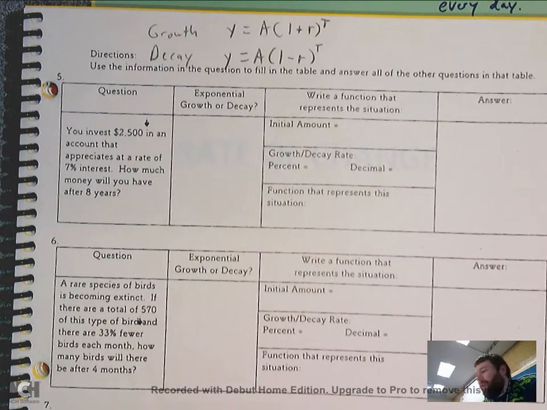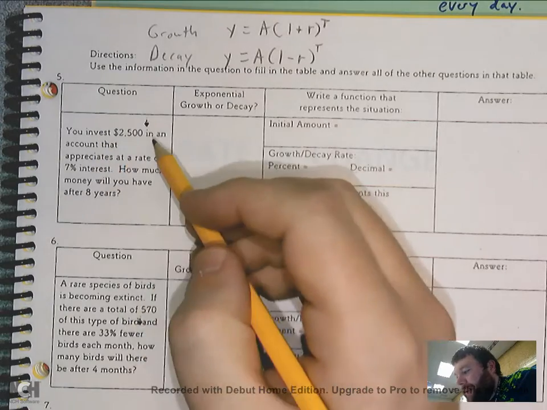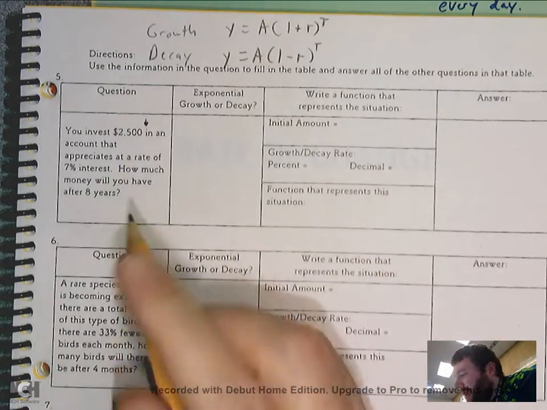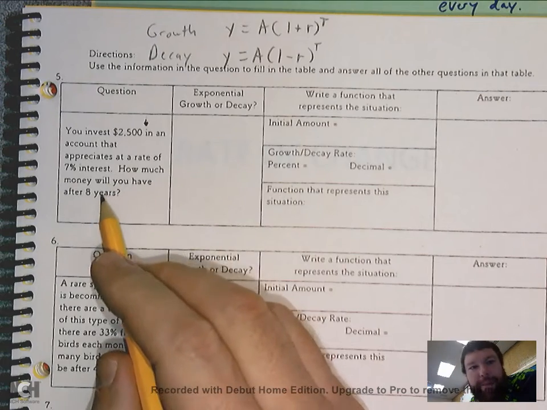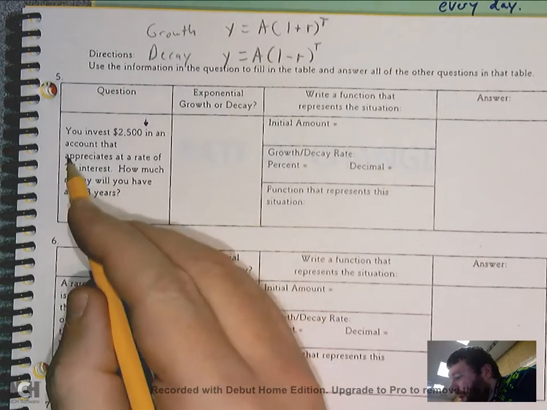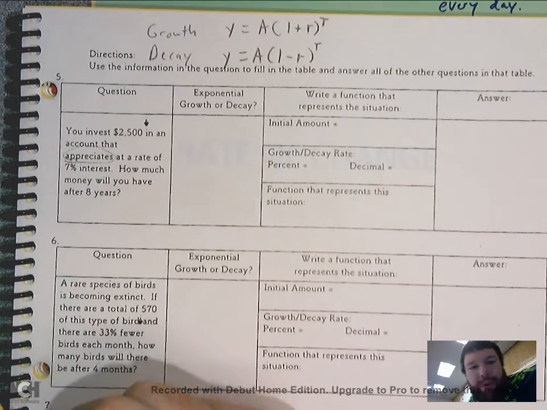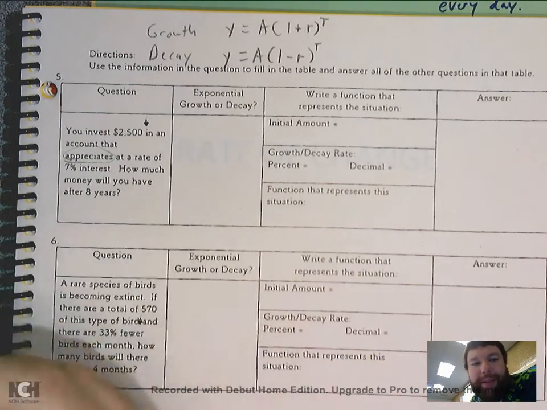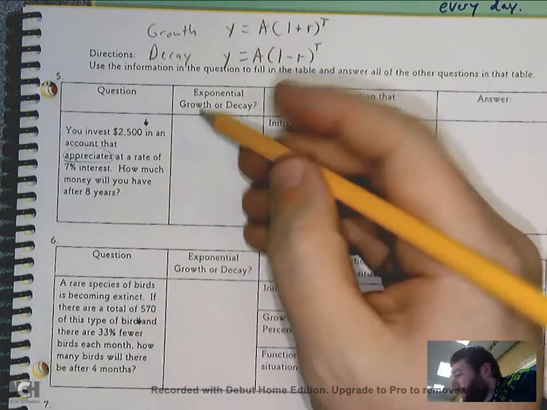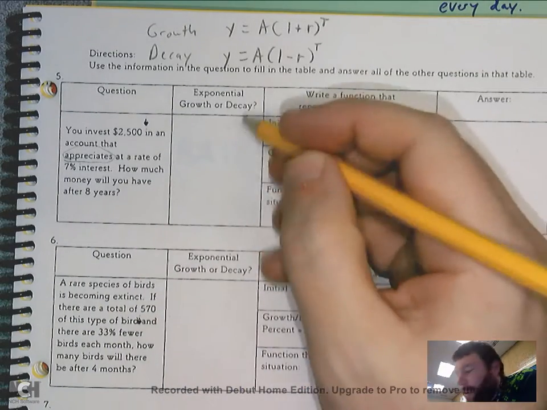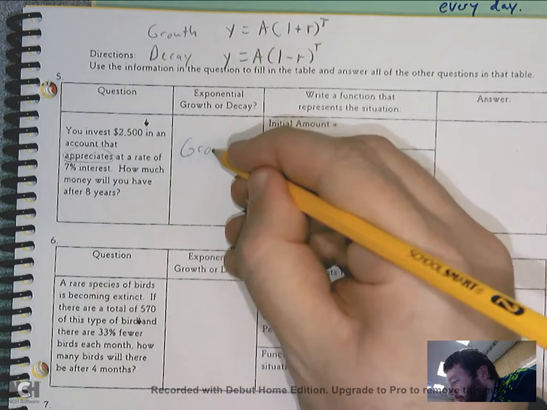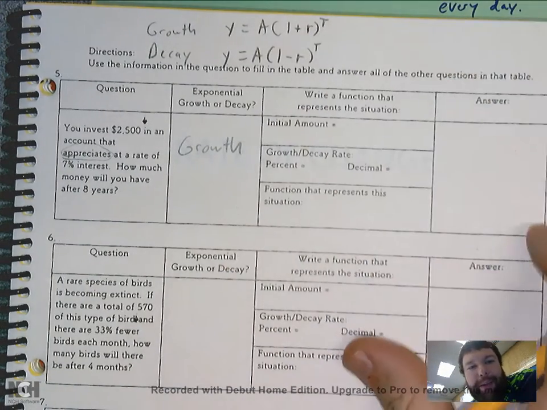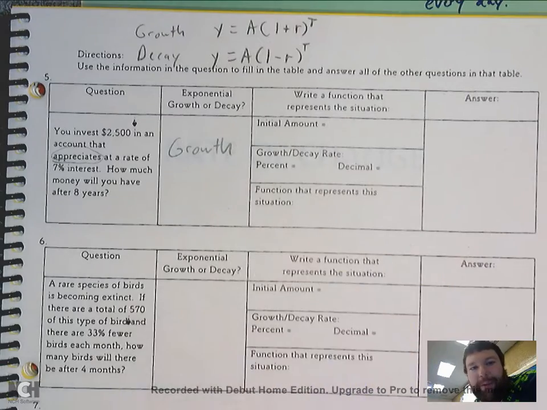Okay. So you invest $2,500 in an account that appreciates at a rate of 7% interest. How much money will you have in 8 years? Appreciates means to grow. Depreciate would mean to lose. So this is growing over time. The first thing it asks me is, is this a growth or decay? It's going to be a growth, and that tells me that I would want to add the rate when I put this all together. That's what growth tells me.